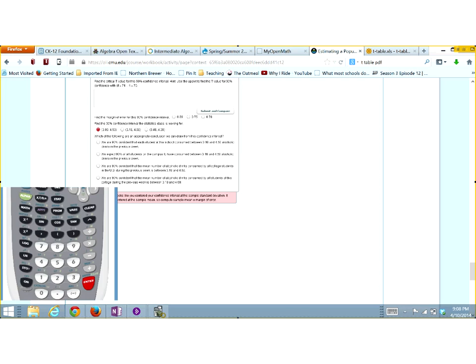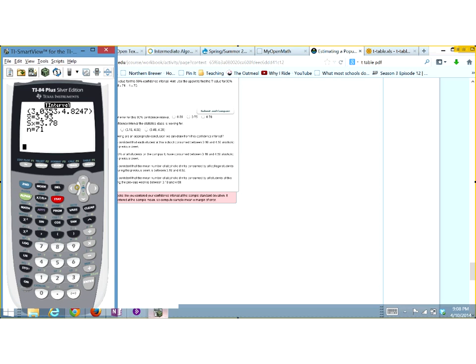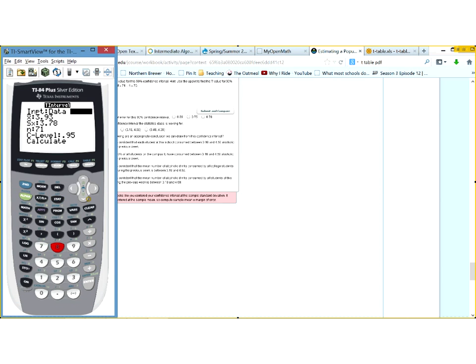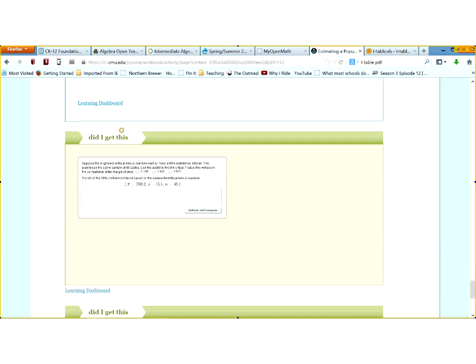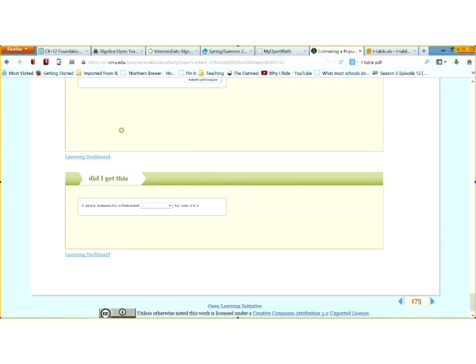But if I wanted to do that, I wouldn't have to change anything else, but go to stat, tests, number 8, and go down and change the C level to 0.90. And now I see that that's 3.18 to 4.68. And I see that's the second answer. And now it tells me, there you go, that was good. All right, so that's pretty much it for confidence intervals.